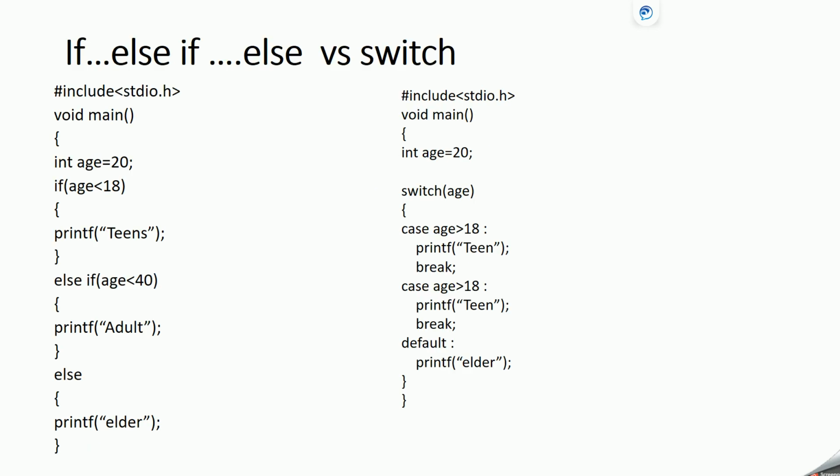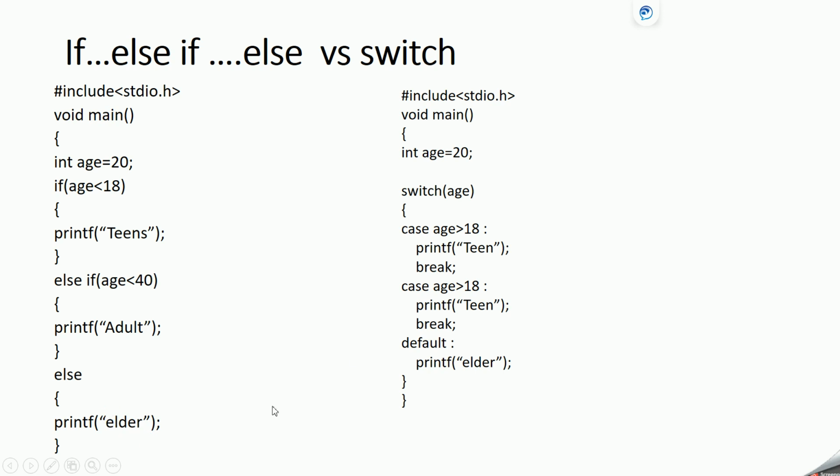In earlier videos we learned to categorize the age of a person, whether it is teens, adult or elder. In this case we had written the program, we have taken a variable called age and given the value. We had decided that if age is less than a limit, then we print teens, if age is less than 40 we print adult, and otherwise it is elder.